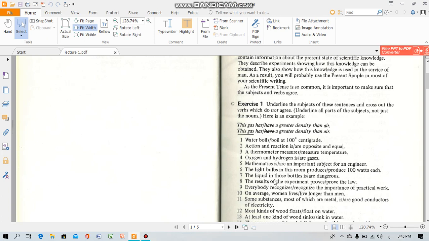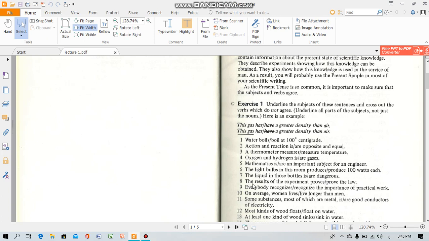Number 7. The liquid in those bottles is or are. We should concentrate here. The liquid, and we should focus on the liquid or those bottles. Here we should use the liquid as the main target of this sentence. We are talking about the liquid, not about the bottles. So the liquid in those bottles is dangerous.